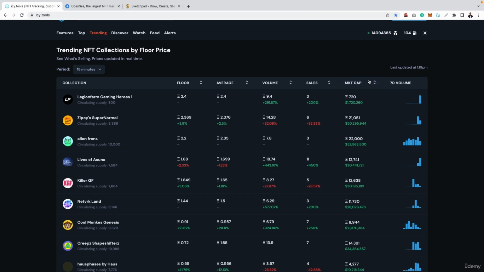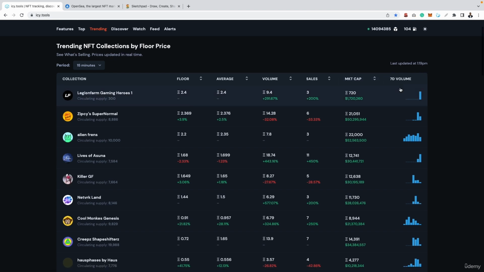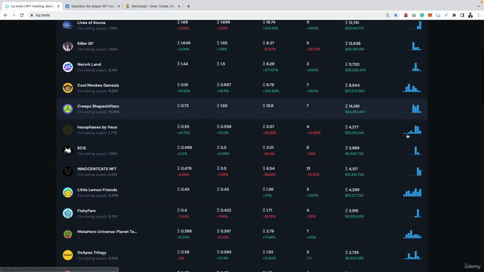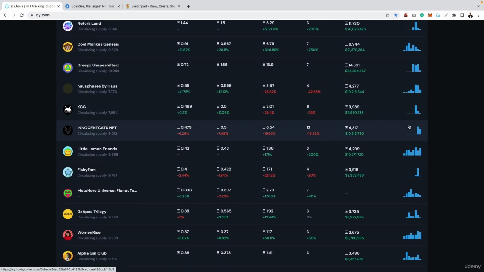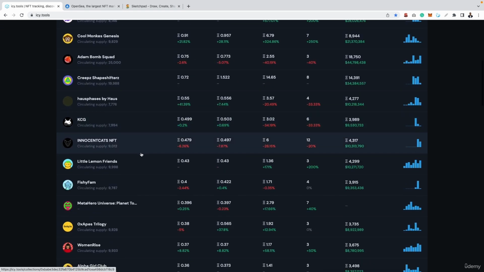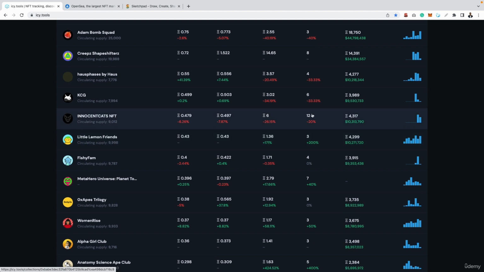However, what is useful is the last column, which is the 7-day volume. Here we can see exactly how the volume has been going over the last 7 days. For this project right here, Innocent Cats NFT, never heard of this one before, I can see volume is down by 6%, 8%, 26%, and 20% on sales as well. From the 7-day chart, nothing's happened in 5 of the last 7 days. However, in the last 2 days, there seemed to be a lot of volume. This could be a strong indication that this project has just started minting.